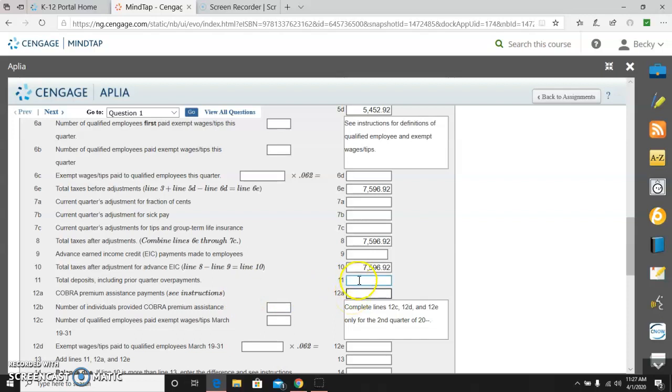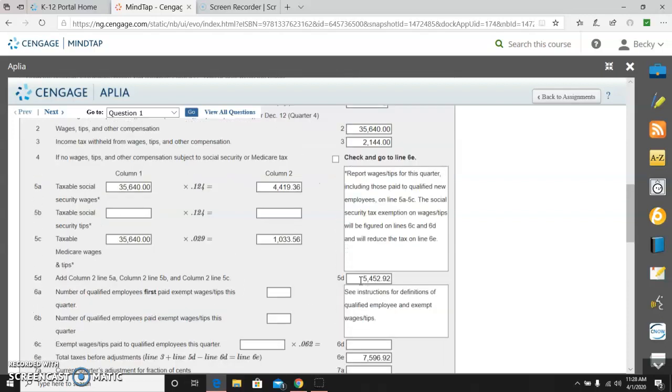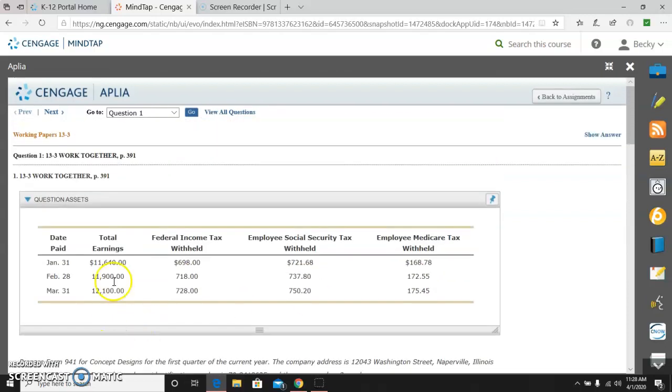And then again 11 would be a 0. Or sorry, not 11. 12 will end up being a 0, the line I'm on. So line 11 is the tricky one then to understand. It says total deposits, including prior quarter overpayments.